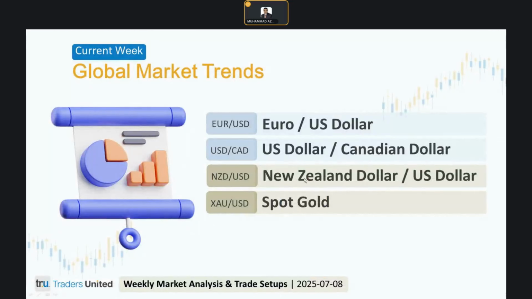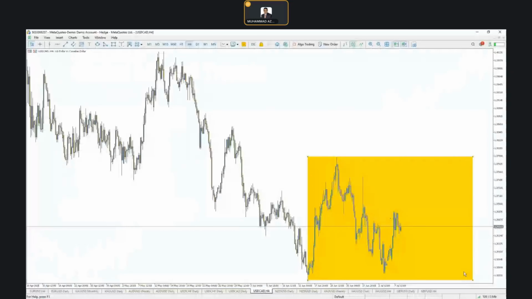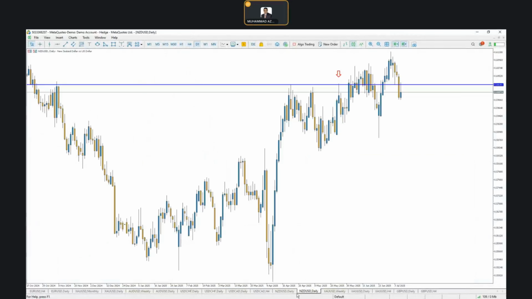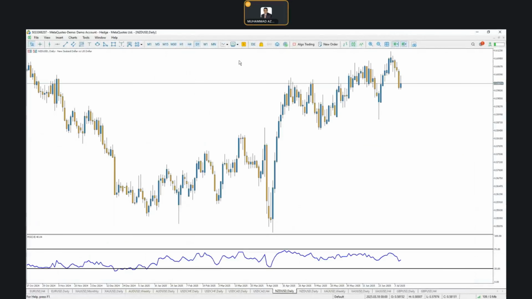Next one is the New Zealand dollar, NZD USD currency pair. If you check out the daily time frame, the RSI is not overbought. So we might still get a new high in price action, something like this. This still looks possible.